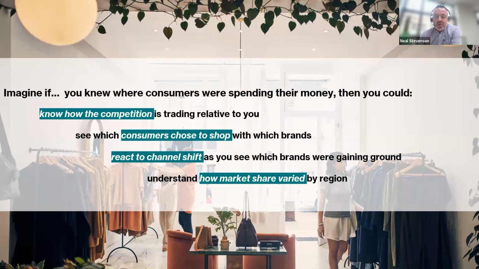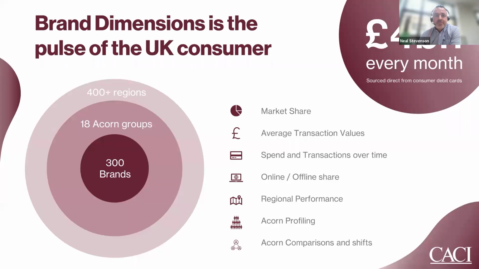So I'm now going to hand over to Rachael, who'll take you through how the product is built and the trends we've identified in 2022 using this data. Rachael. Thanks, Neal. So Brand Dimensions is a product built using transactional spend data, which is a read of consumers' debit card transactions.